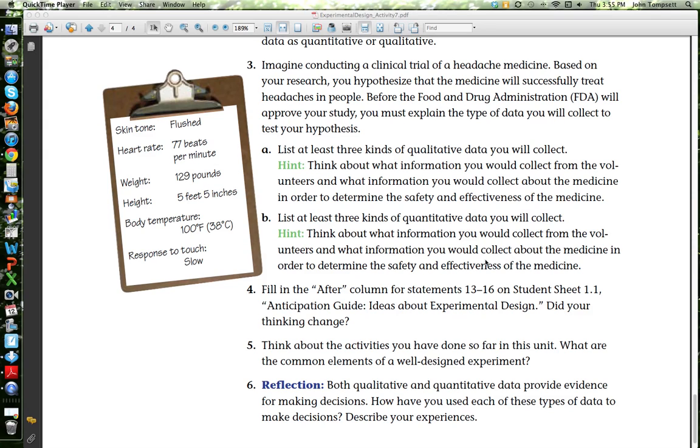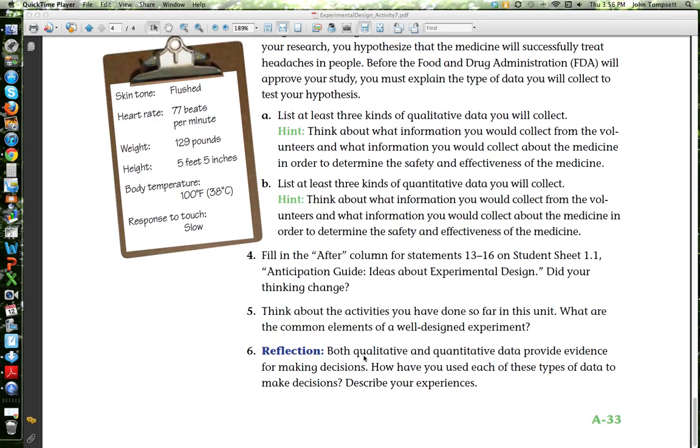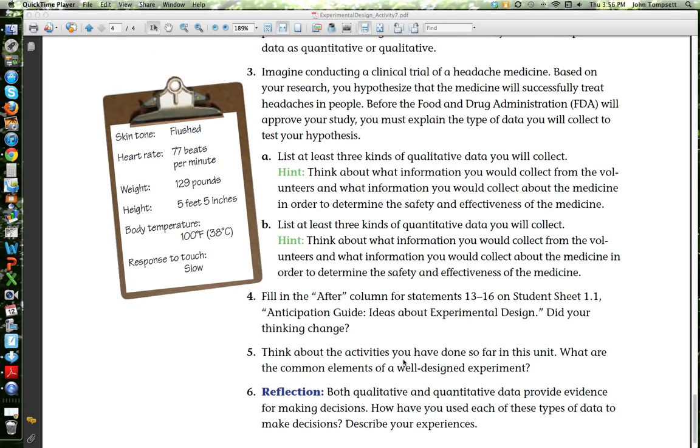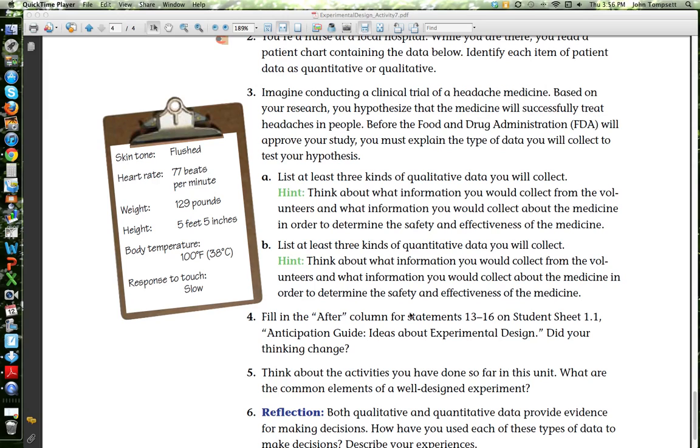Number 5, think about the activities you have done so far in this unit. What are the common elements of a well-designed experiment? You notice it says elements, so that means more than one, and try to include as many as you can, things that really make a well-designed experiment well-designed. So there's a reflection piece. If your teacher has asked you to do that, make sure that you do. Otherwise, I think that we're all done for this activity.